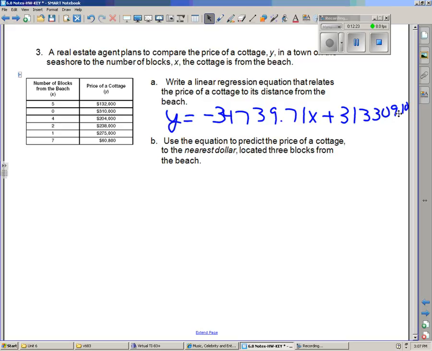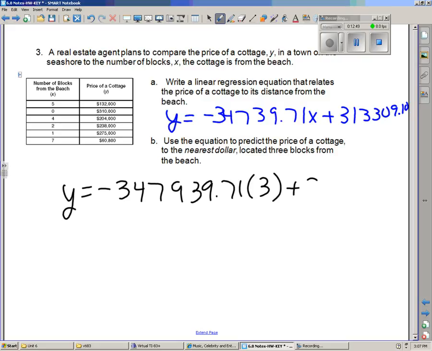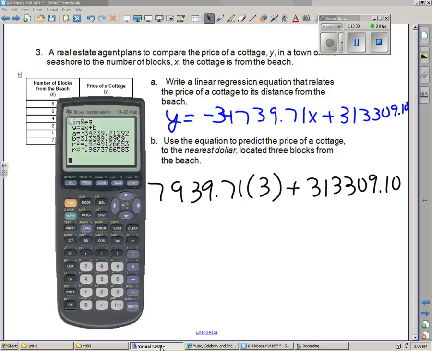It wants you to use this equation to predict the price of a cottage to the nearest dollar that's located 3 blocks from the beach. So what you're going to do, at least for now, is just type in the number 3 on the calculator for where the x is. And I think tomorrow, the next day, we're going to show you how to dump everything into the y so you get a more accurate answer than the approximate answer of what we're doing right now.